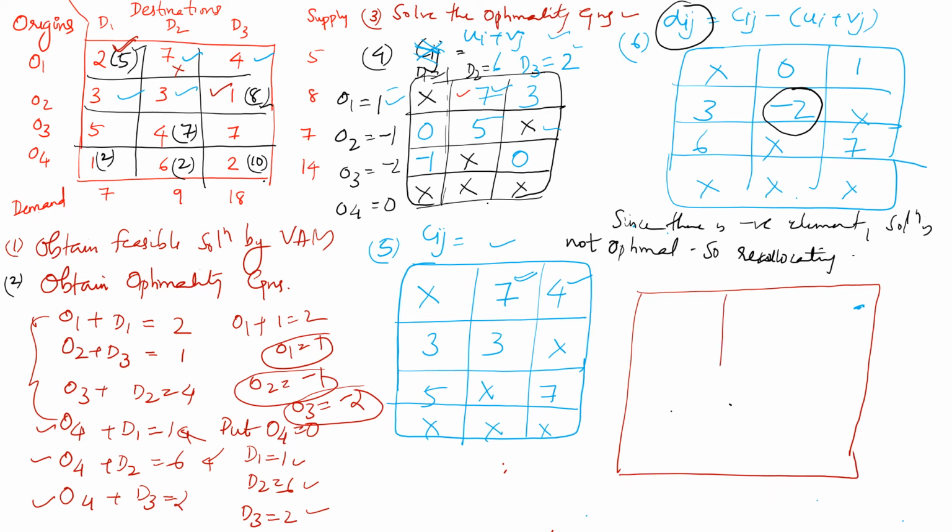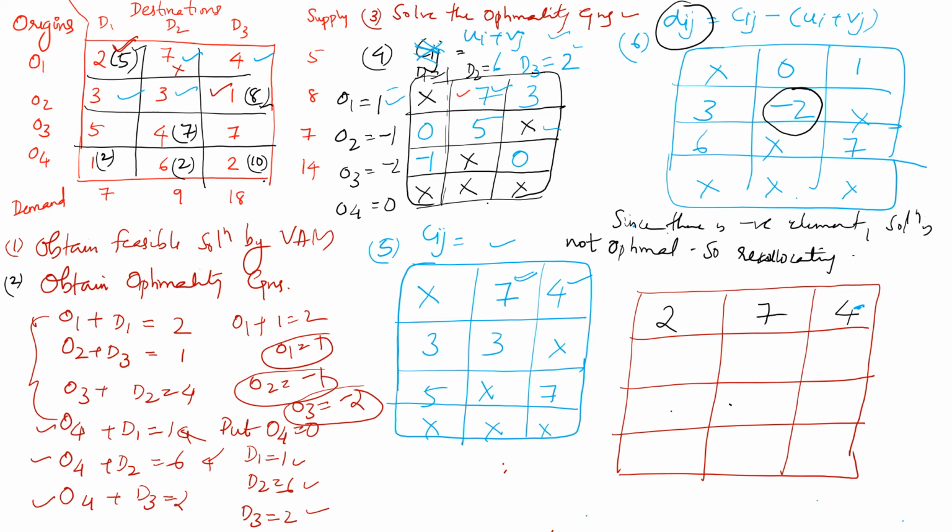Concentrate, else you will be getting a lot of doubts. Okay, here it will be 2, 7, 4. I'm rewriting this. Okay, 3, 3, 1, 5, 4, 7, 1, 6, 2. Got it? Now let me make the allocations. In bracket here 5, here 8, here 7, here 2, here 2, here 10. Clear? These are the allocations, right?